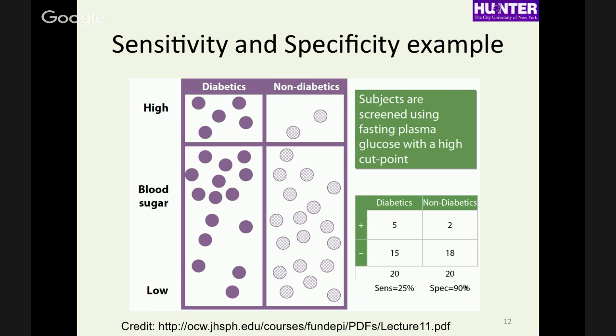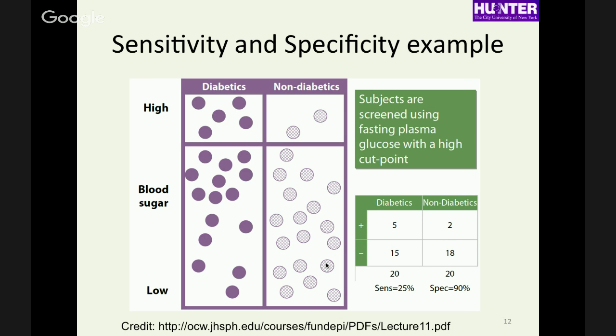Now you could take a different approach here and set a higher threshold on whether we say someone is a diabetic. And by setting a higher threshold, we're going to get a lower sensitivity, right? Is that making sense? So now, among this diabetics population, we're doing pretty badly. We only caught 5 out of 20 of them for a sensitivity of 25%. But we're doing better among the non-diabetics. We got that right for 18 out of 20 for a specificity of 90%.